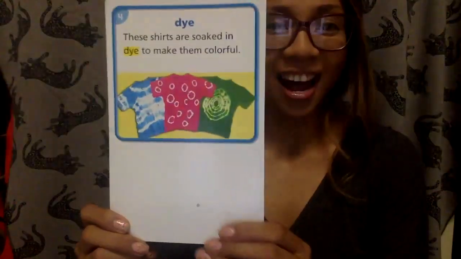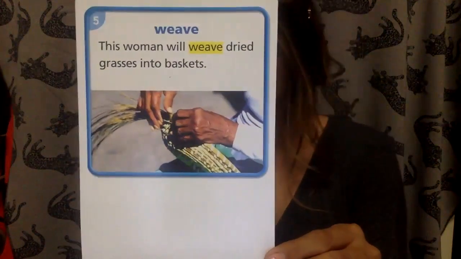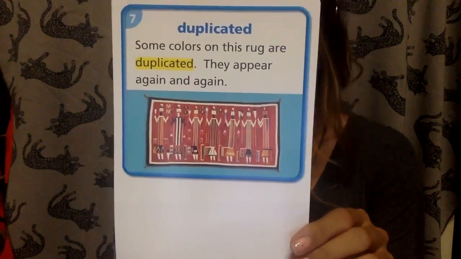You have dye, which is a liquid that changes the color of something. You have weave, where you make a cloth by crossing over the material. You have sharpening, where you're making something have a sharper edge. Duplicated, you made an exact copy of it.